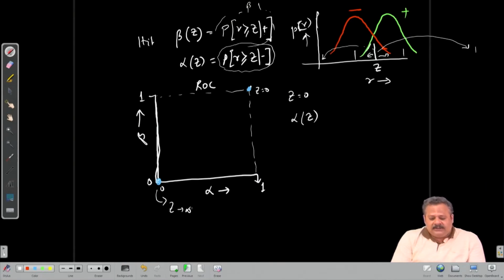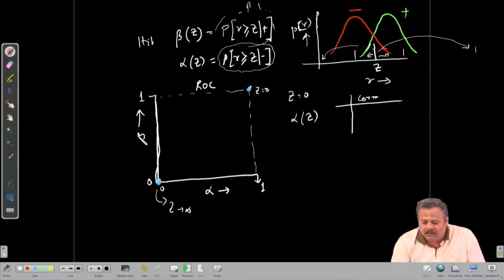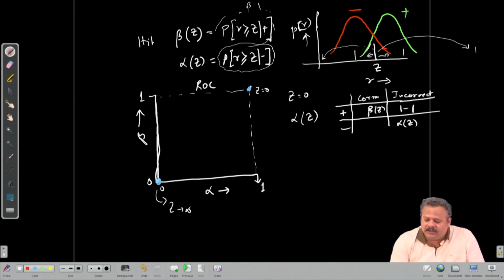So, now let us remind ourselves the table for correct incorrect. Say here we have correct and here we have incorrect. For a plus stimulus, for a minus stimulus, we have hit. This is beta z, this is alpha z, that is false alarm. This is 1 minus beta z and here we have 1 minus alpha z.